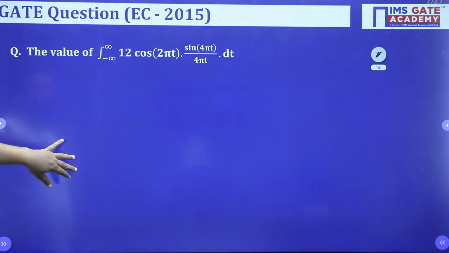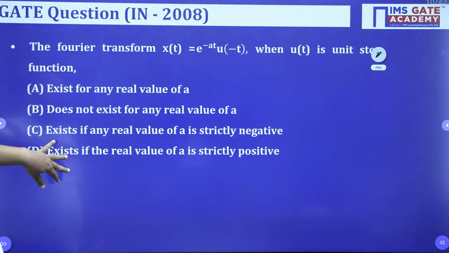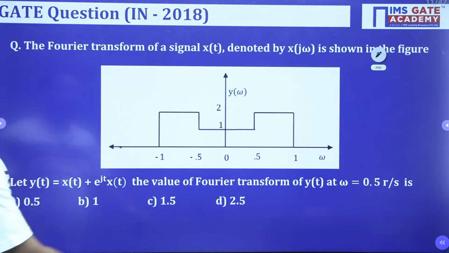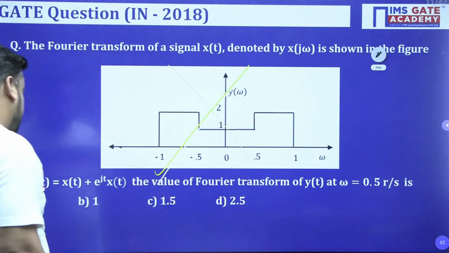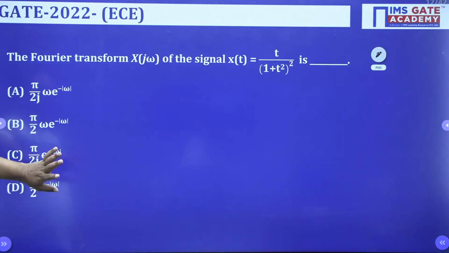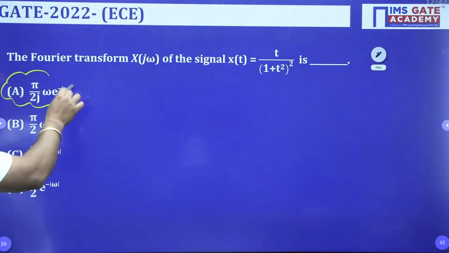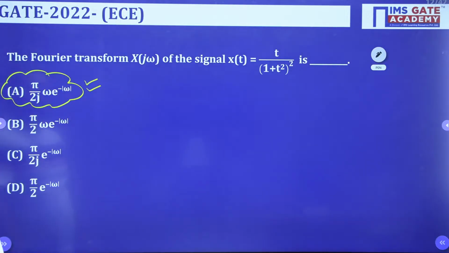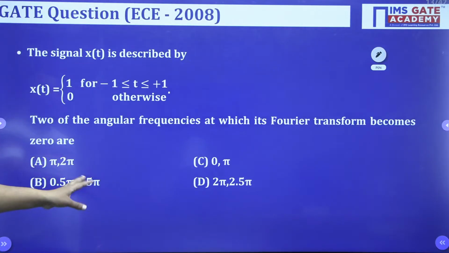How many questions did we do in the last class? I think this question also completed, this one also completed. This one diagram is wrong, as I told you. I have corrected this diagram, and after that this question also we completed, and we got the answer option A. I hope you completed the recording part, those who had not attended the last class.